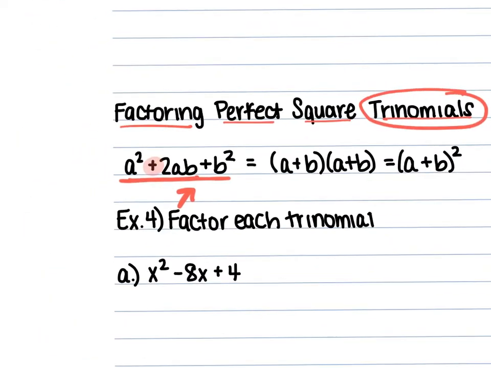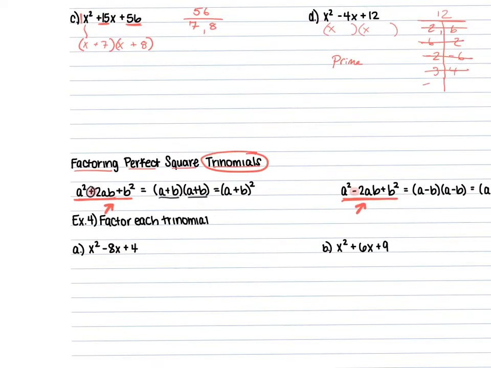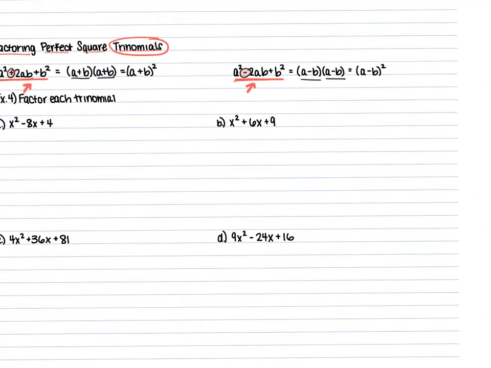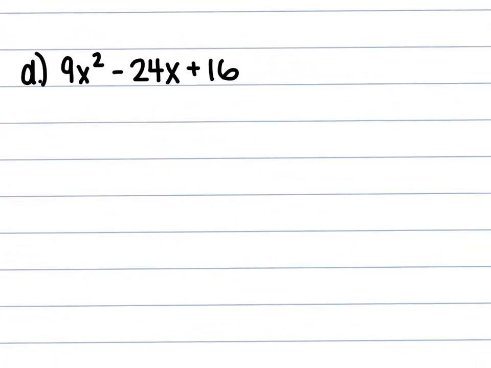But if you notice that when we have the scenario that has a positive, it ends up being a plus b times a plus b. When we have the scenario that has a negative, it ends up as a minus b times a minus b. Just something to think about because I'm going to show you what this all means in just a second. All right. When we do this, there's a couple things that we're going to need to do.